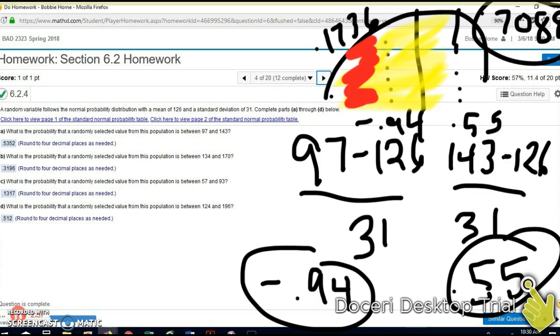So do 0.7088 minus 0.1736, and if you subtract those, you will get 0.5352. You work the rest of them the exact same way.